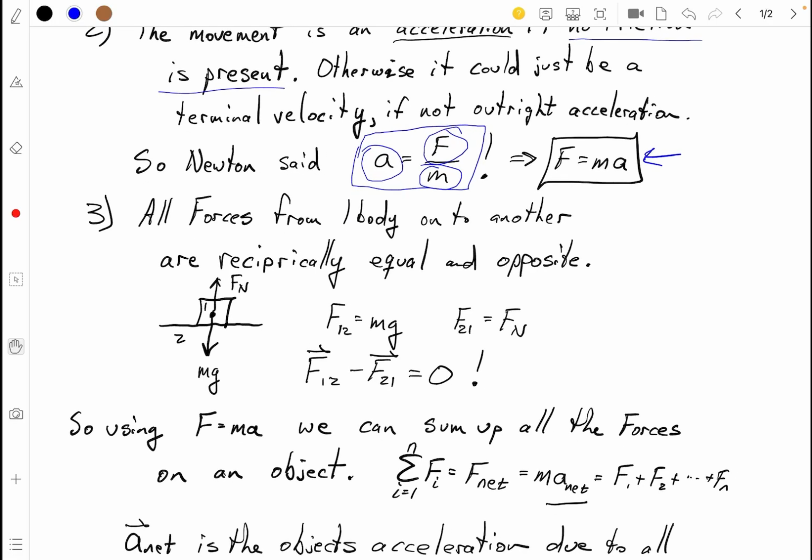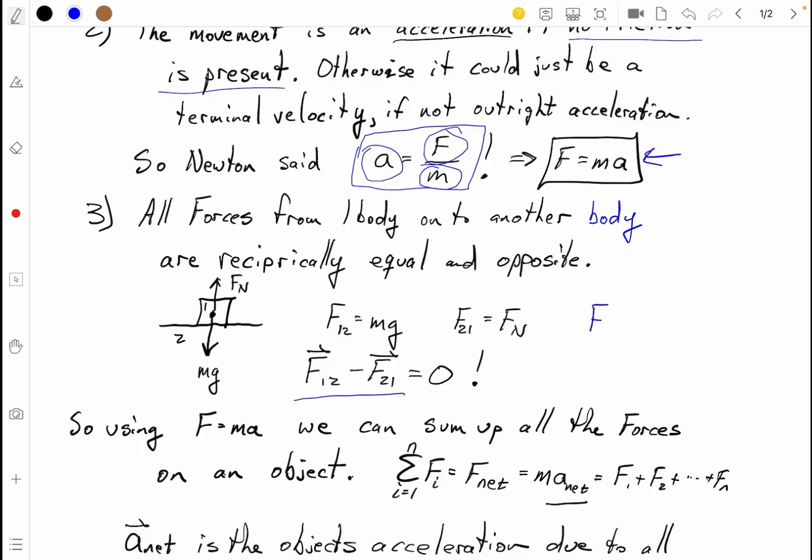It's really, really solid. So the third law: all forces from one body onto another body are reciprocally equal and opposite. So the example of the box on a table: there's a normal force of the table pushing on the box. There's an mg of the box pushing down on the table. And the two things are equal and they're opposite.